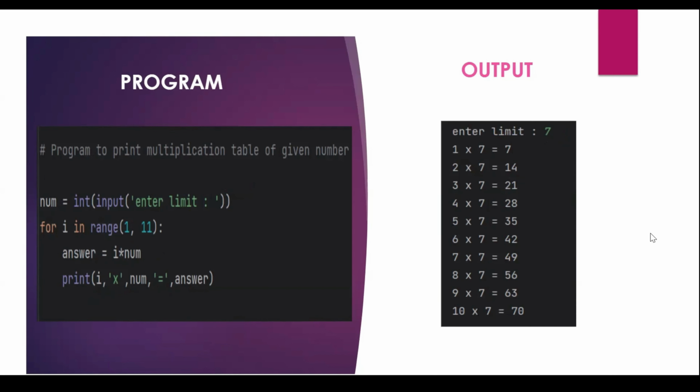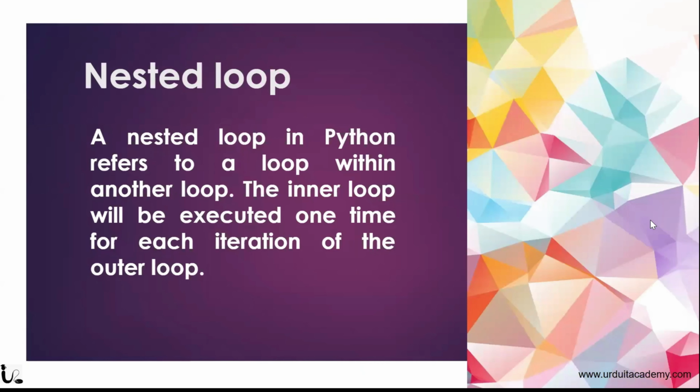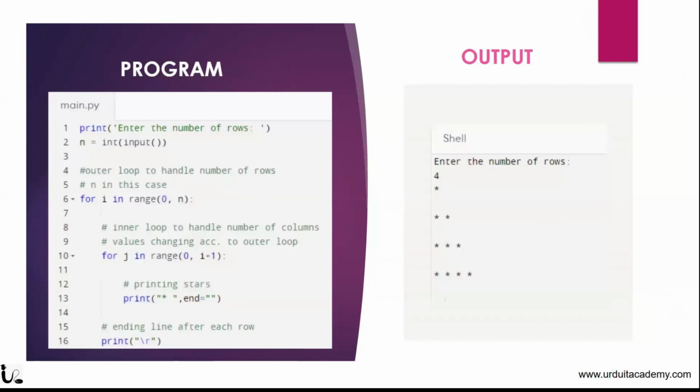I hope it's clear. So today we are going to learn about nested loops. Now, what is a nested loop? A nested loop in Python refers to a loop within another loop. Whenever we add a loop inside another loop, we call it a nested loop. The inner loop will be executed one time for each iteration of the outer loop. We'll be looking at that.